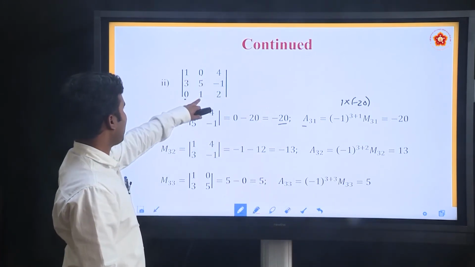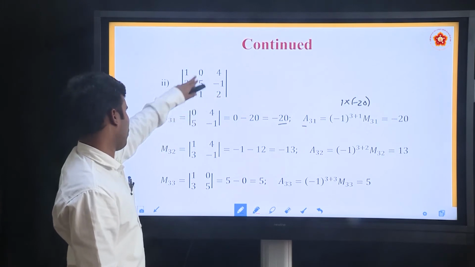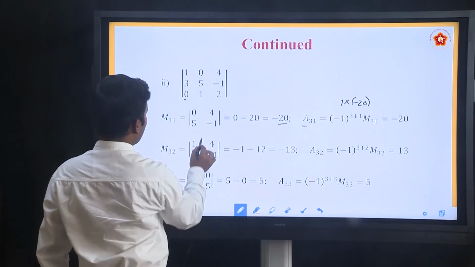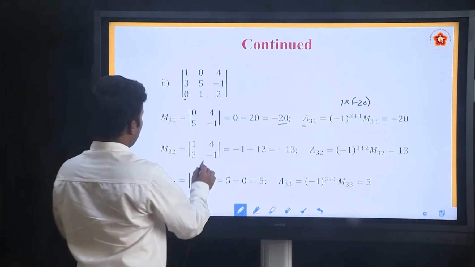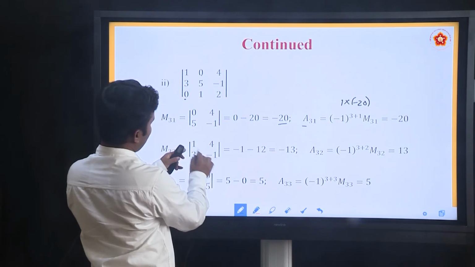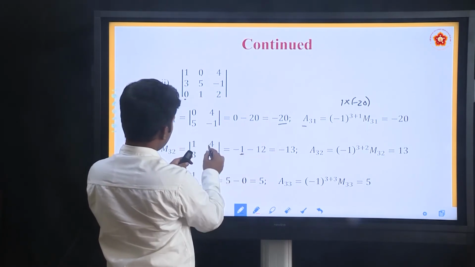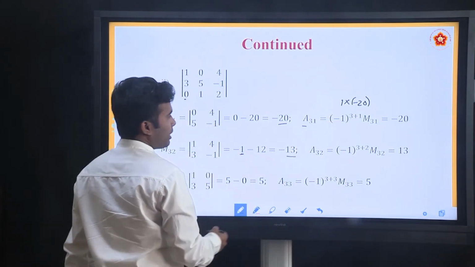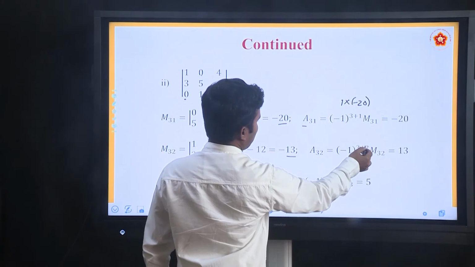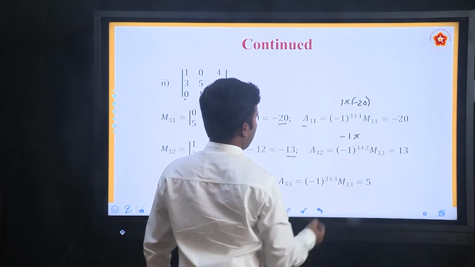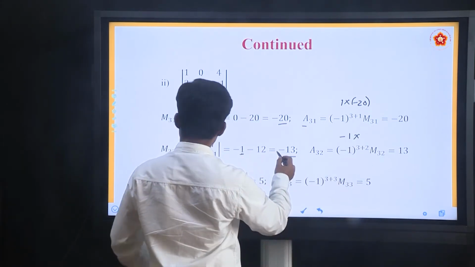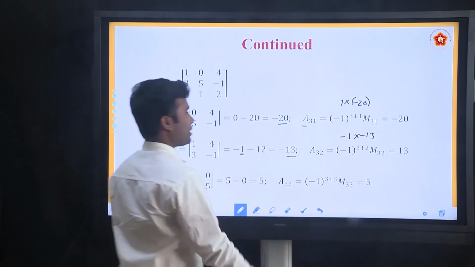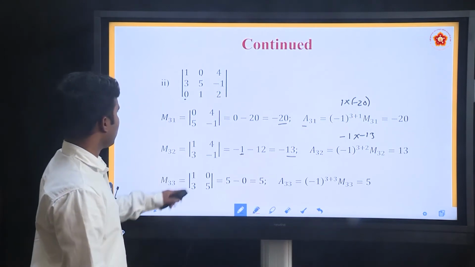Similarly, 1 lies in the third row, second column. We just delete that element, so we are left with 1, 4, 3, minus 1. You just expand it: 1 into minus 1 is minus 1, minus 3 into 4 is 12, so minus 1 minus 12 is minus 13. The cofactor is minus 1 to the power 3 plus 2, which is minus 1, into M32. M32 is minus 13. Minus 13 into minus 1 is plus 13.